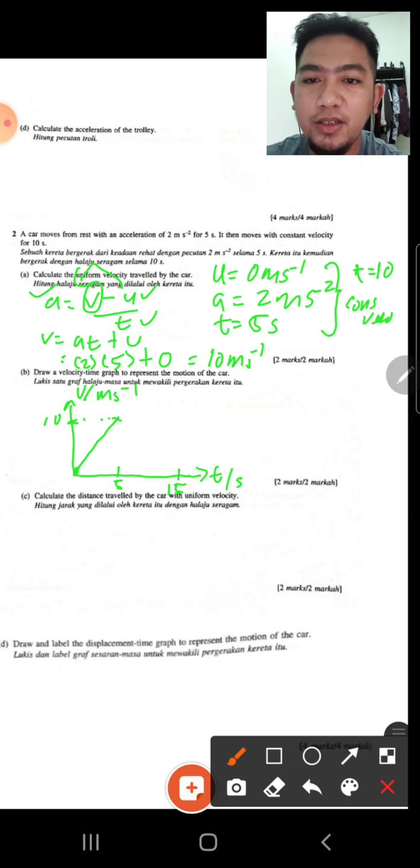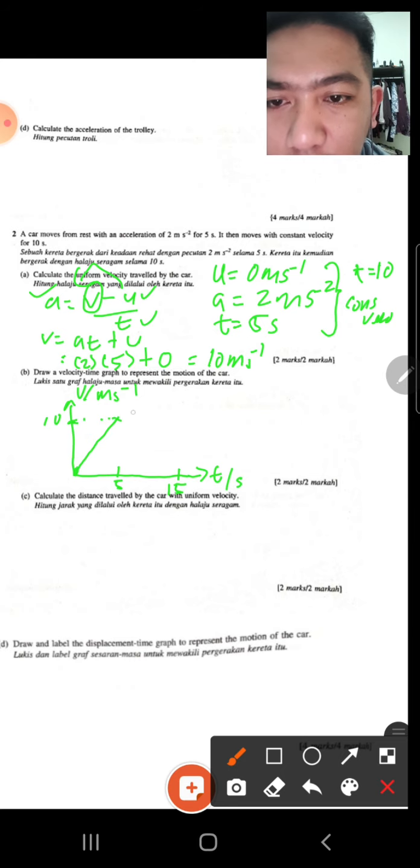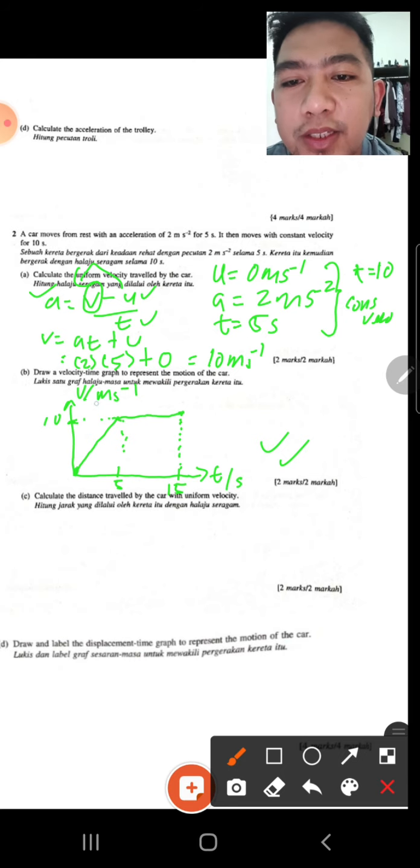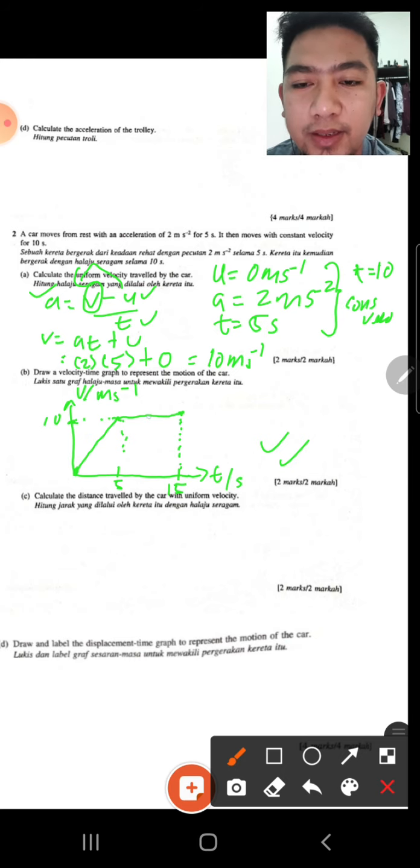The next situation is 50 seconds already. So uniform velocity, the velocity must not change. Make sure it is parallel with this one. Okay, this is the graph. Don't confuse. In a velocity time graph, the straight line on top has a velocity value. It means it is still moving but with constant velocity 10.